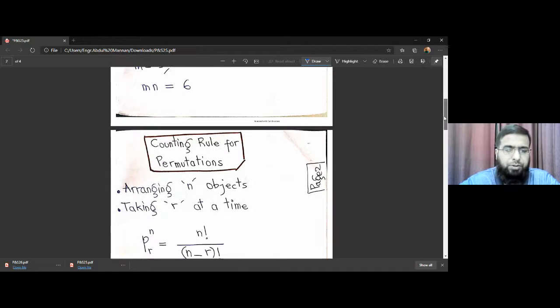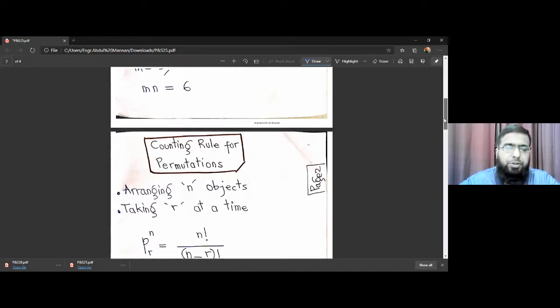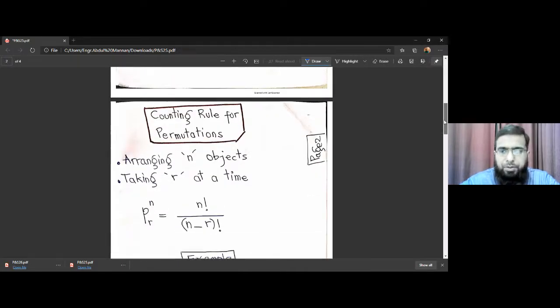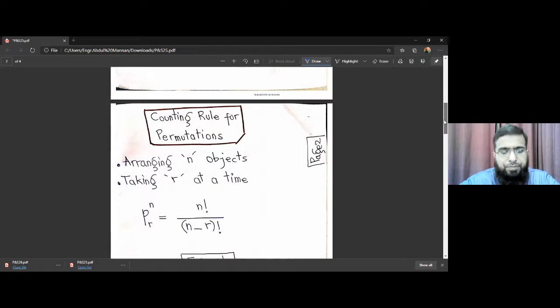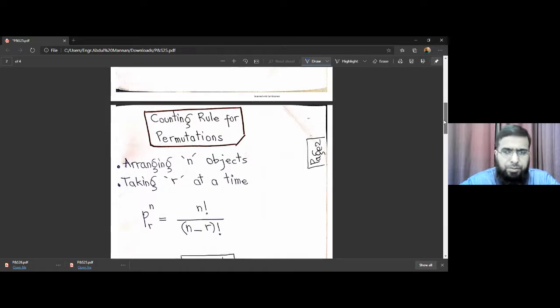For example, counting rules for permutations. Permutation is a computationally simpler rule. Permutations means arranging n objects taking r at a time. So nPr is read as n P r, n first, then P, then r.